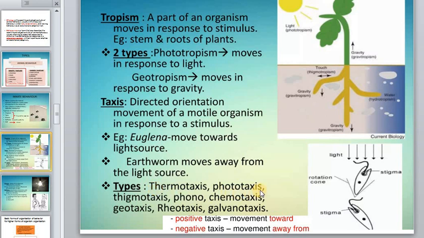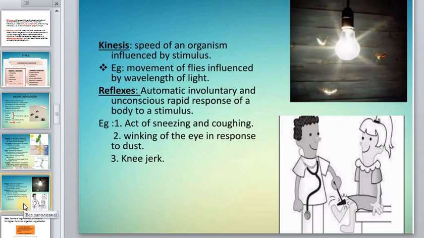Thermotaxis, phototaxis, phonotaxis, hemotaxis, geotaxis, and we have positive taxis, movement toward, and negative taxis, movement away from. And one more, kinesis: the speed of the organism is influenced by a stimulus, for example, movement of the flares influenced by wavelength of light.